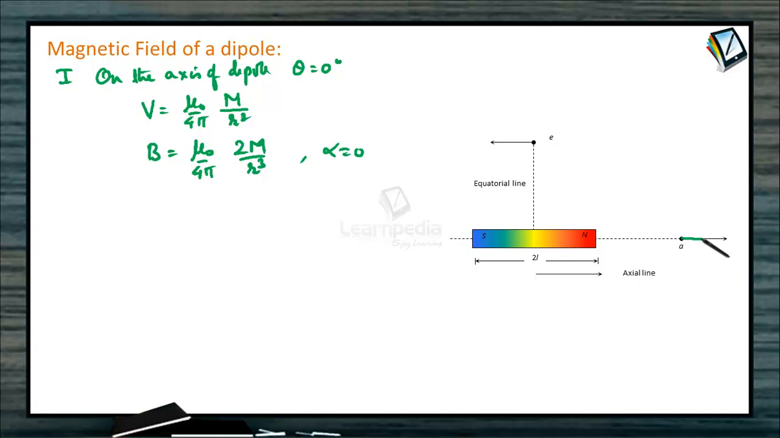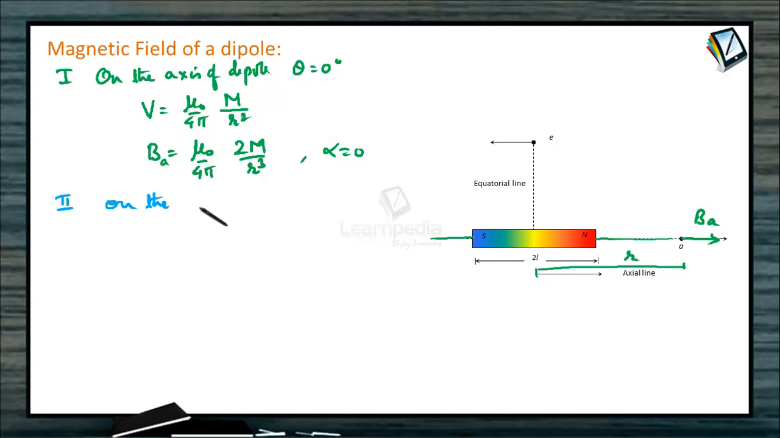So the magnetic field will be in this direction, and this magnetic field we can call as along the axial line, BA, mu naught by 4 pi 2m by r cube, where r is the distance from the center to this point. This is an axial point. And since alpha is equal to 0, the direction of the magnetic field is from south to north along the axial line.